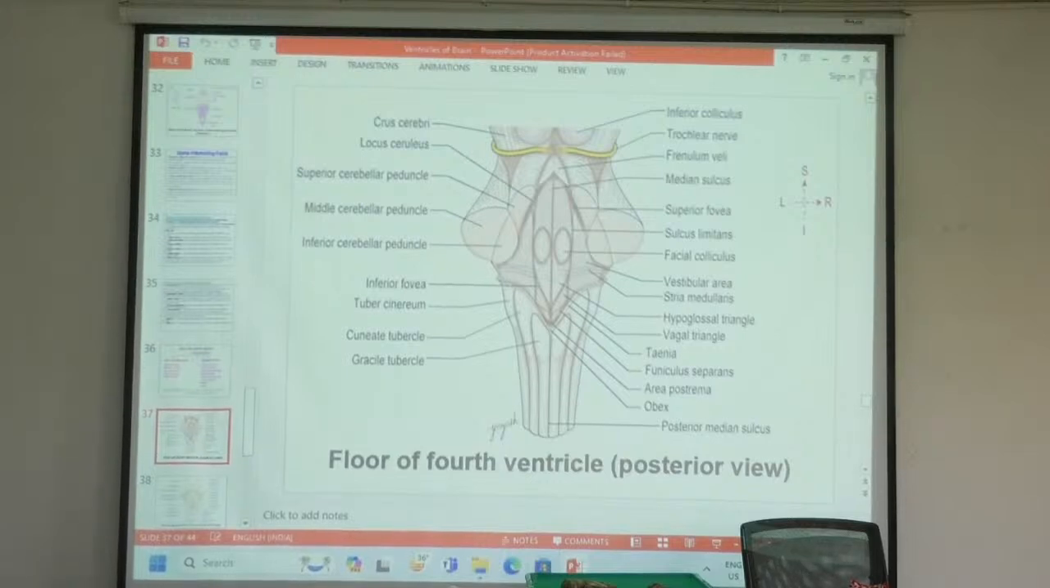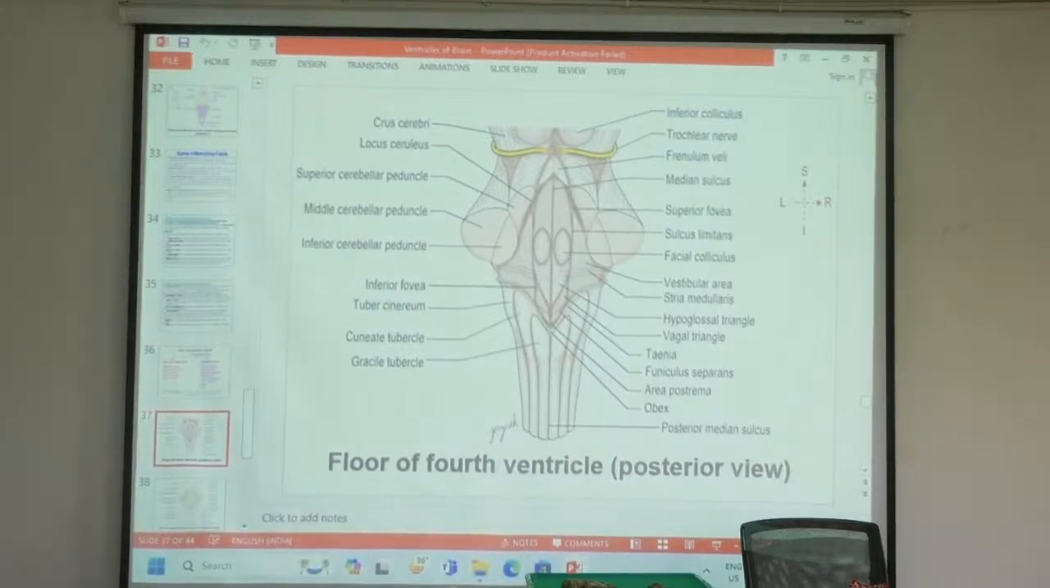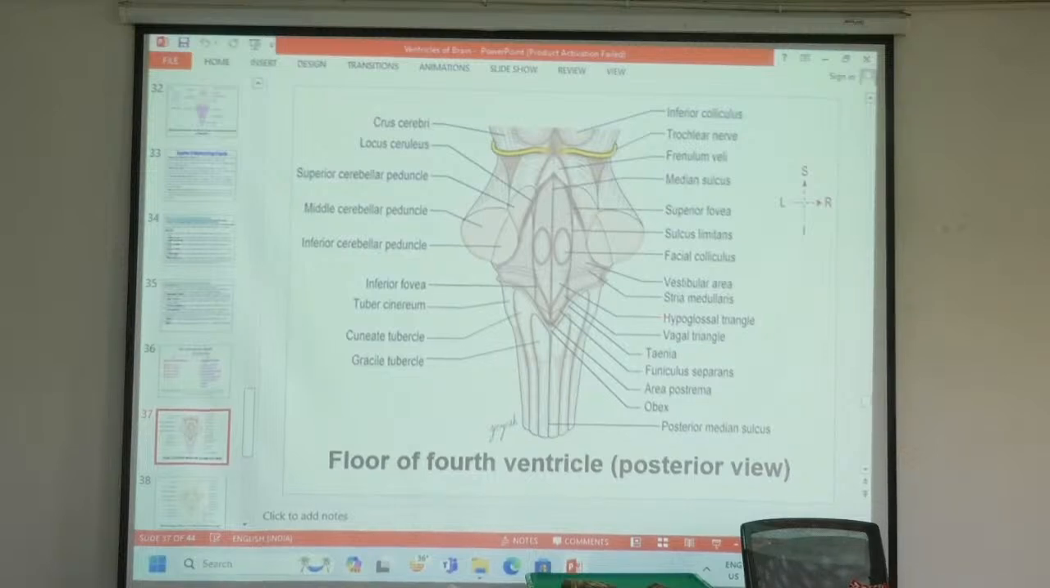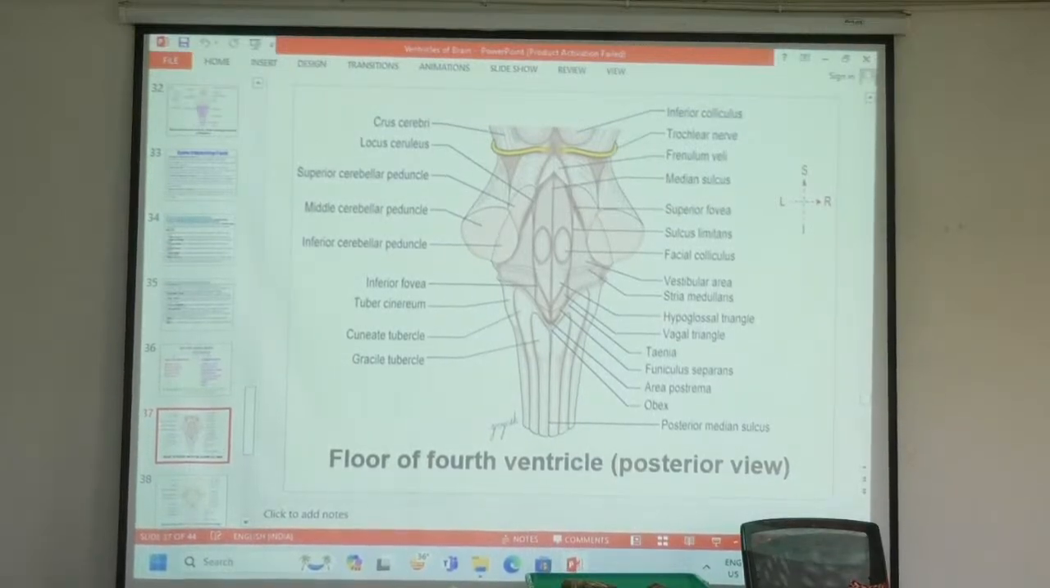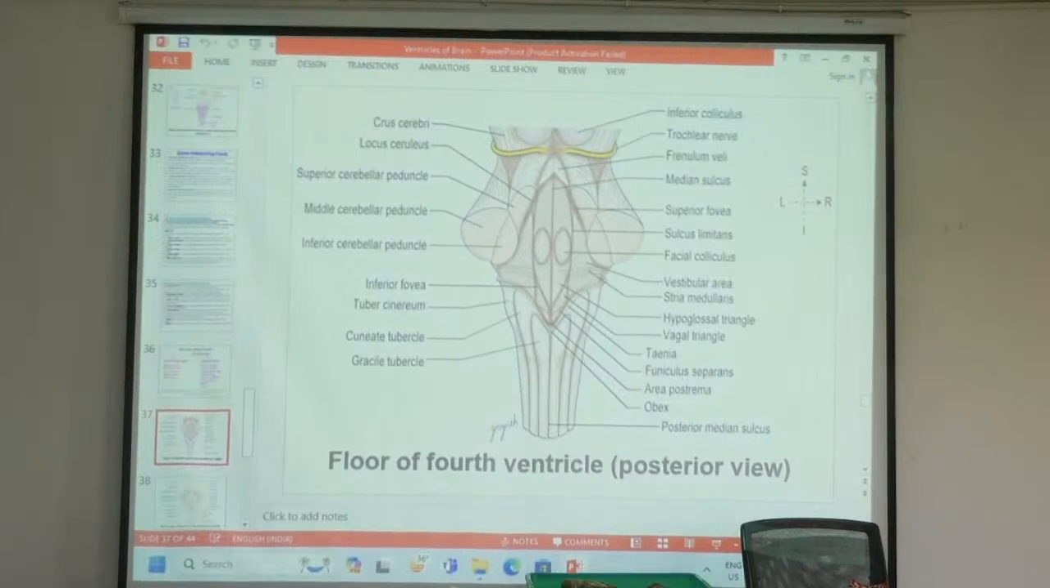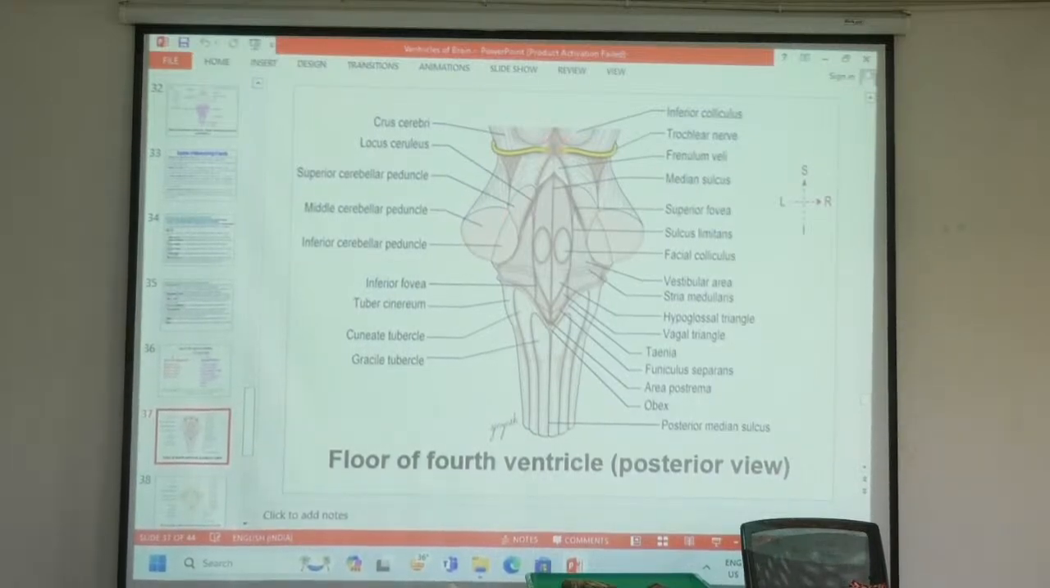Okay, understood? And in the midline, there are some striae. These striae are known as stria medullaris. In the deeper plane, in the hypoglossal triangle lie the hypoglossal nerve nuclei, and in the vagal triangle lie the vagal nerve nuclei. So these are the important structures of the floor. And here one thin membrane-like structure is present at the upper end, that is known as the frenulum veli.